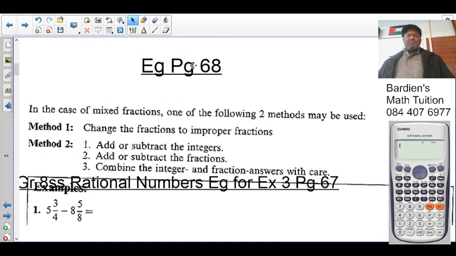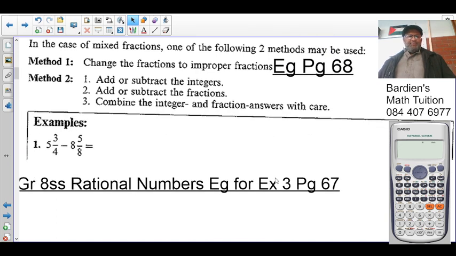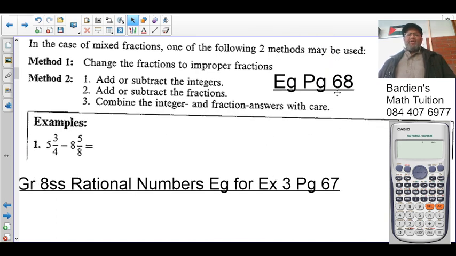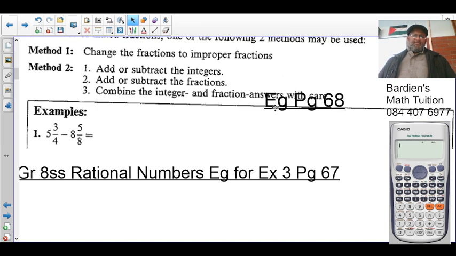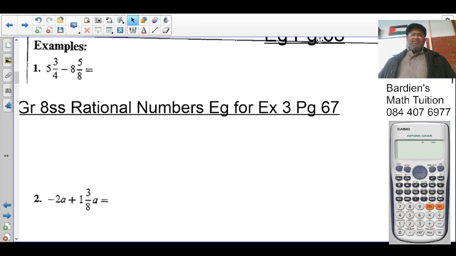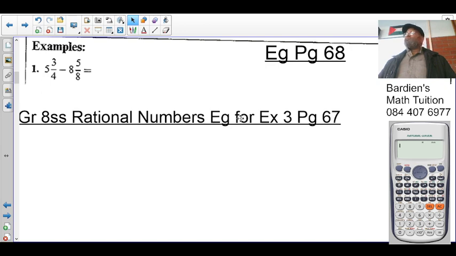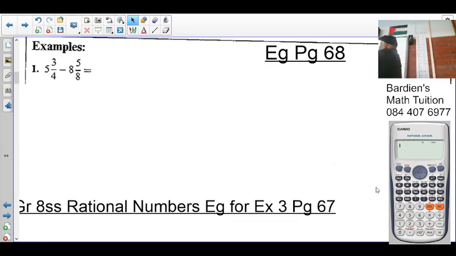So now we're looking at the example on page 66, and here we are told that in each case, okay, we are not going to do both methods, we are only going to do the one method. So change the fraction to improper. As I said, I'm only going to do the one method, because that is more geared to the point in which we are heading towards.